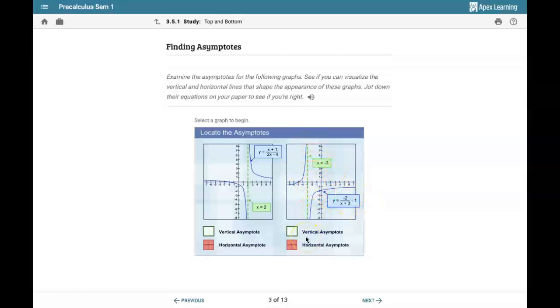All right, and the one that I find is a little bit more difficult, that we're going to go into more detail on later, is the horizontal asymptote. So again, this one here is at y equals -1, and this one here is at y equals 1/2.